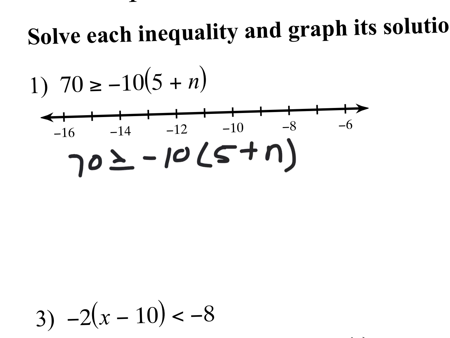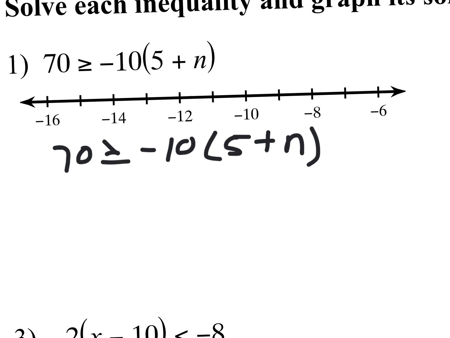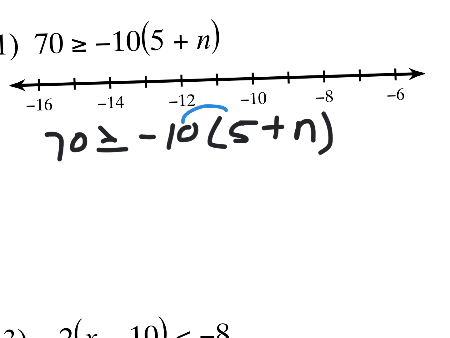So if this were an equation, the first thing you would probably do is distribute, right? So that's the first thing I'm going to do as well. You're going to do negative 10 times 5, and that's going to give you negative 50. And then negative 10 times n is negative 10n.